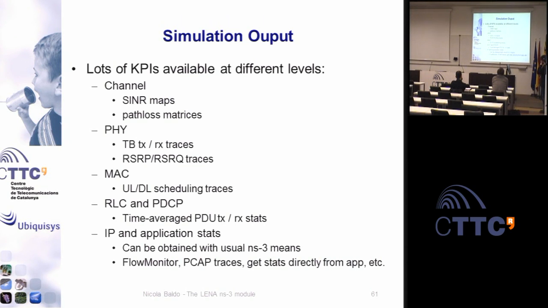Finally, higher layer statistics such as IP layer statistics or application level statistics can be obtained with all the available ns-3 methods. A very popular method is to use the flow monitor, which is a framework that gets you a lot of stats for IP flows. Or you could use pcap traces generated at the UE or at the remote host in the internet. Or you could directly query the application for stats, such as how many bytes have been received and so on.